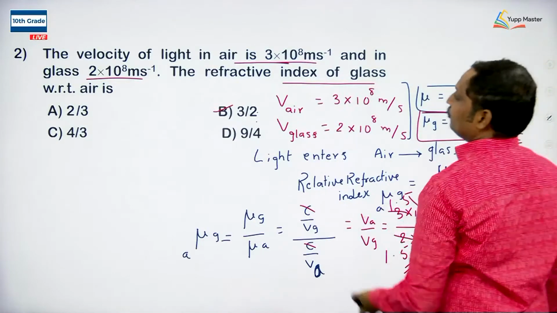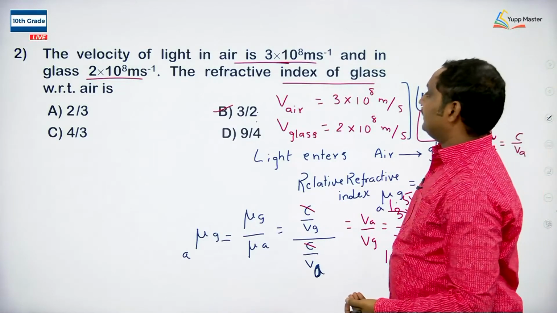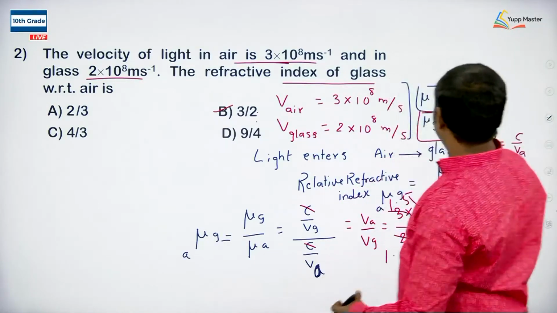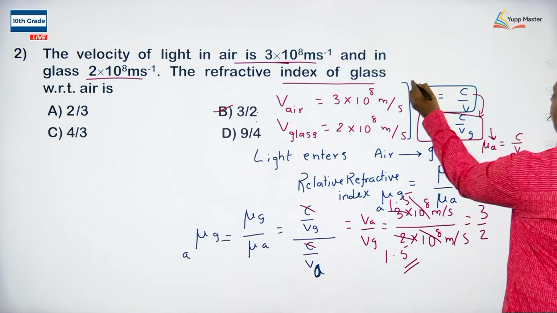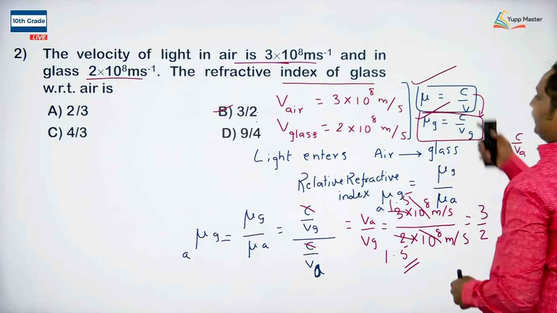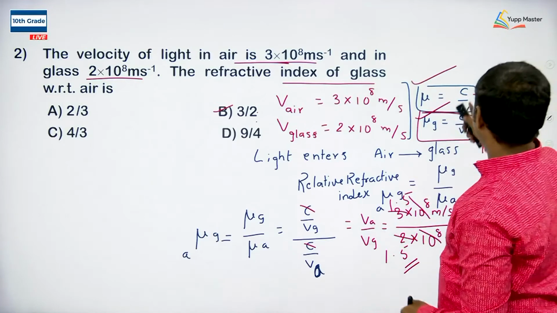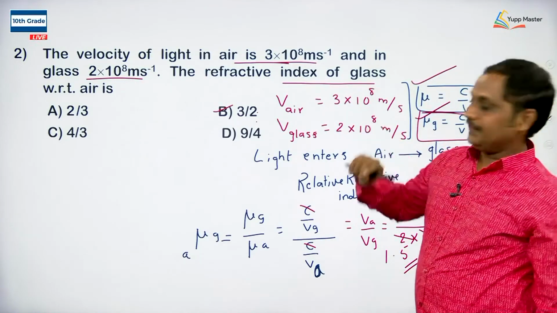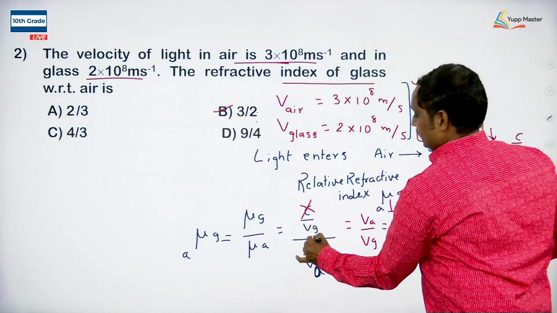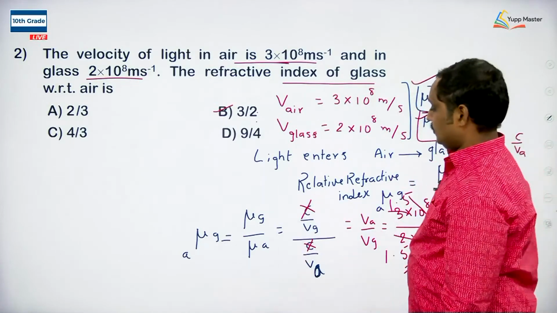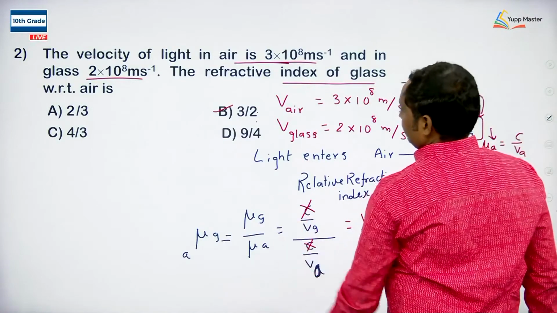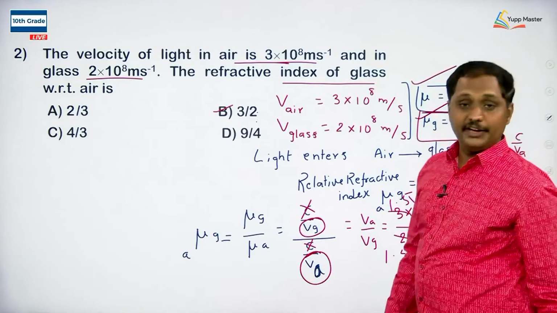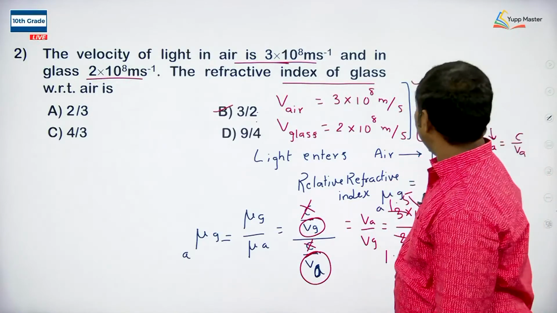In this way we can solve that. Simply they have given the refractive index of glass with respect to the air. It has been solved with the help of this relation only. This is very, very important. This relation mu is equal to C by V, mu g is equal to C by Vg. C is common, so we have to cancel it. If you take this ratio, finally we will calculate that. Let us go for another problem.